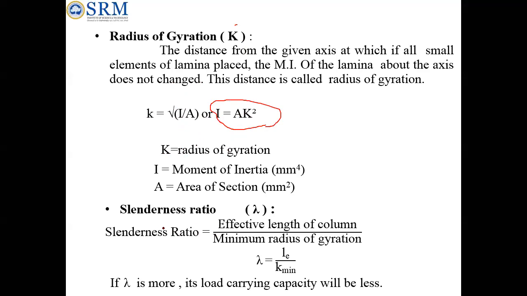Then another one is the slenderness ratio. This is a very important term; we'll be using it in columns. The slenderness ratio is the ratio of effective length to the minimum radius of gyration, k. So we should know what is effective length. For a column of a given length, depending upon the constraint I have at the end, my effective length will vary.